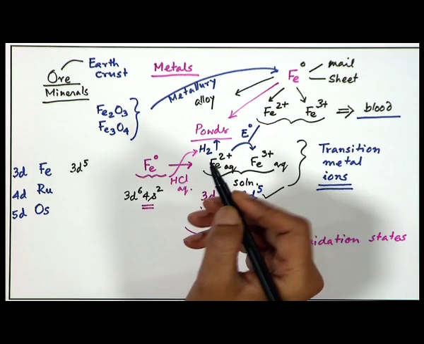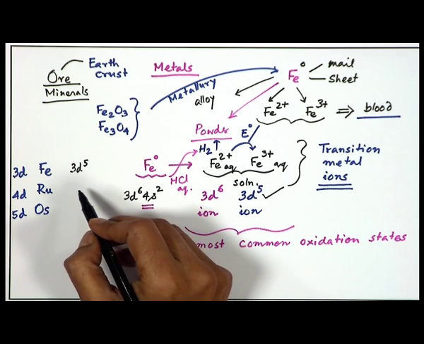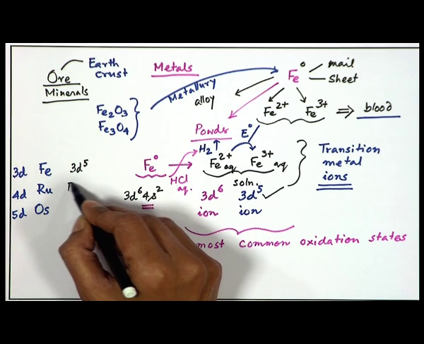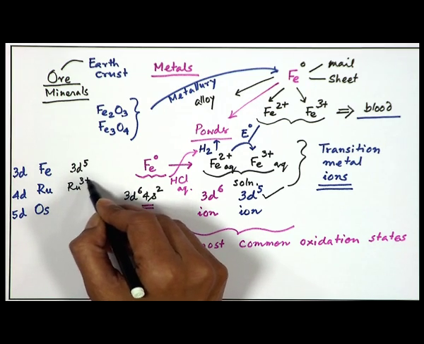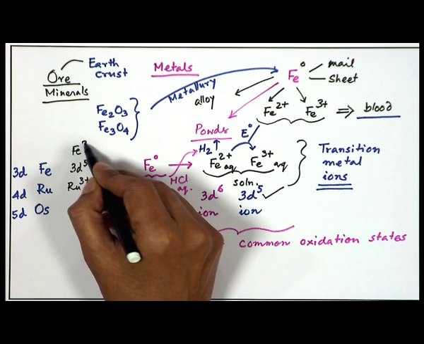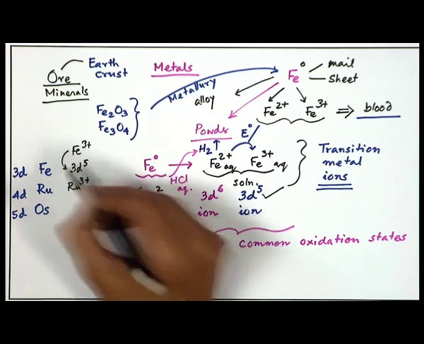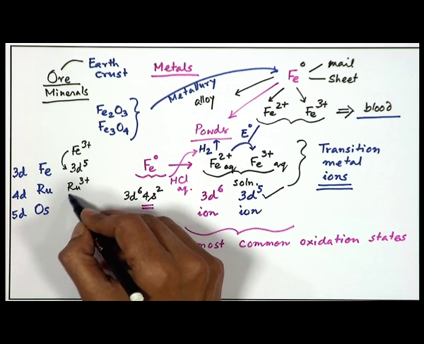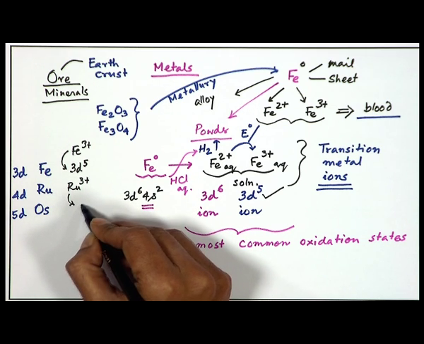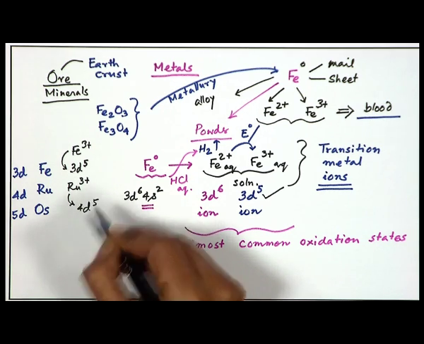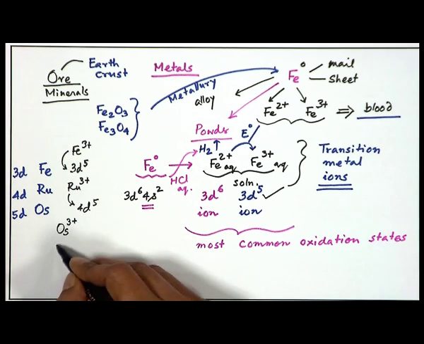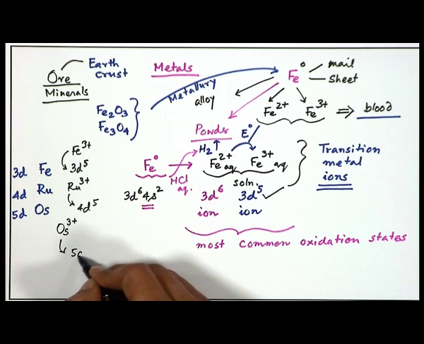So, without bothering much about ruthenium, ruthenium 3 plus, like iron 3 plus which is 3d5, will also be 4d5. Similarly, osmium can go for osmium 3 plus, which will be 5d5.